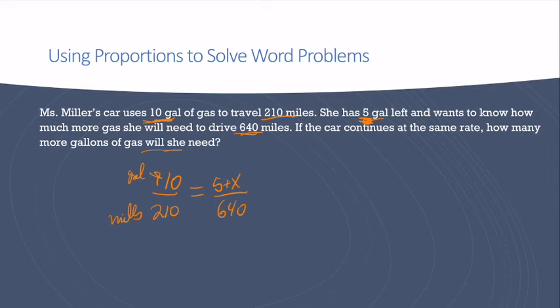I'm going to go ahead and cross multiply. 10 times 640 is 6,400. 210 times (5 plus x) gives me 1,050 plus 210x, and those are equal. I'm going to subtract 1,050 from both sides. So I get 210x equals 5,350. Now I'm going to have to divide that by 210. And I get that I need about 25.48 gallons.